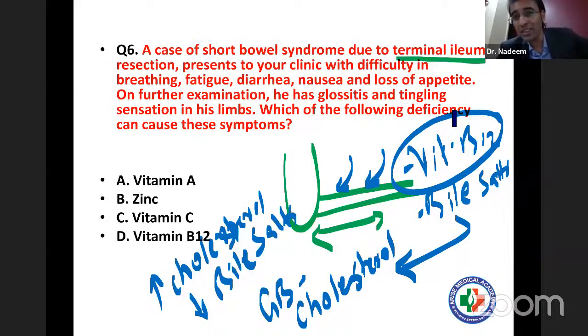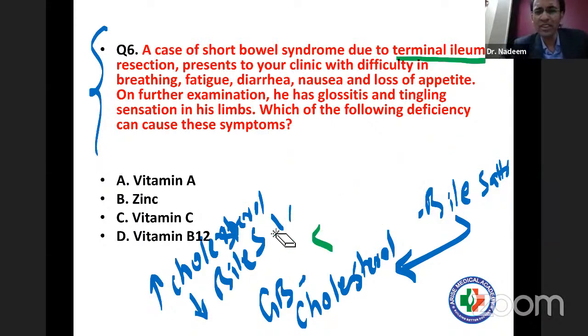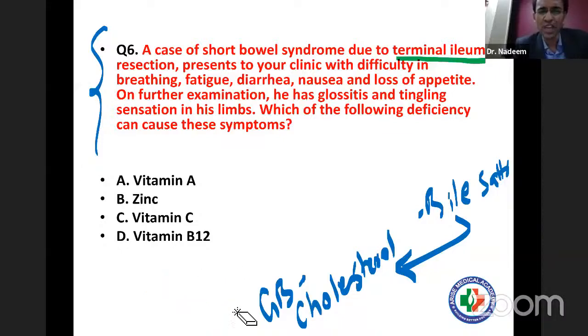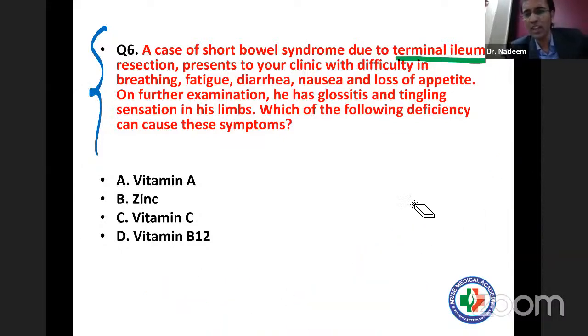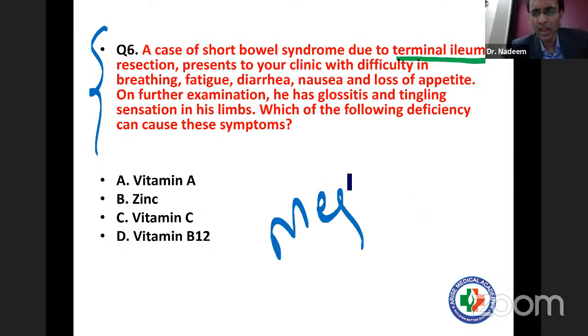So after this surgery, there will be deficiency of vitamin B12. Now I can understand that all these signs and symptoms are related to vitamin B12. Easy to understand. Fine. After that, patient can have which type of anemia? Megaloblastic anemia. After that, patient can have megaloblastic anemia.